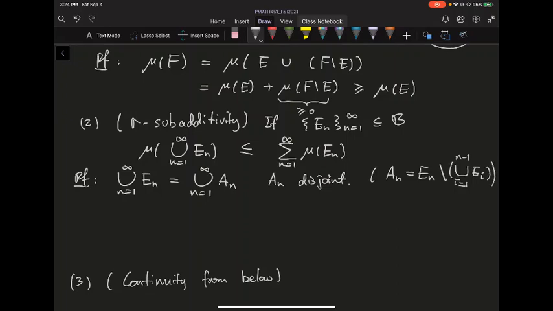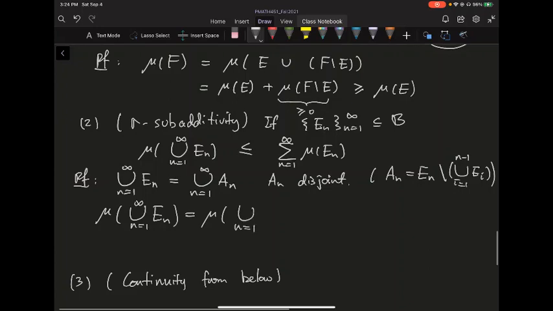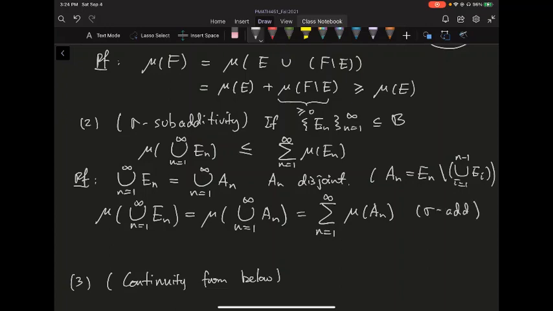Because we wrote the union as a different collection, by definition we're measuring the same set. So the measure of the union of En, n going from 1 to infinity, equals the measure of the union of An. And now the An are disjoint, so we can use the sigma additivity. So this is the summation of mu of An, n going from 1 to infinity. This is by sigma additivity.